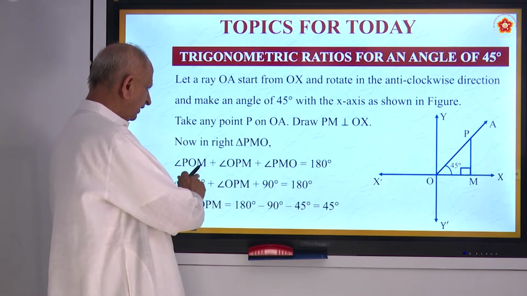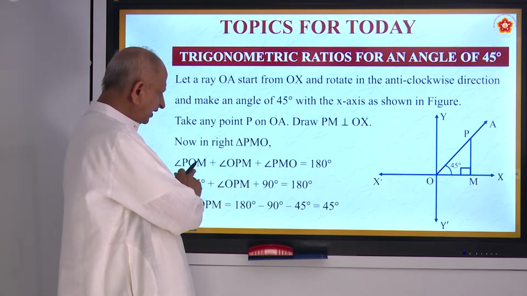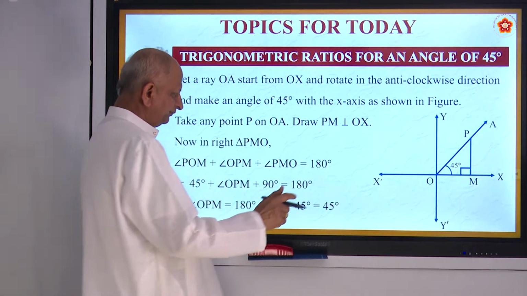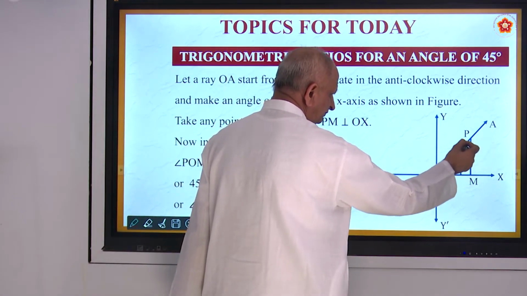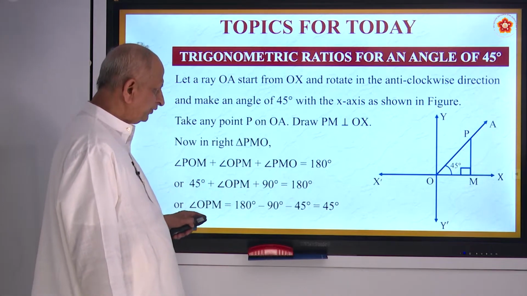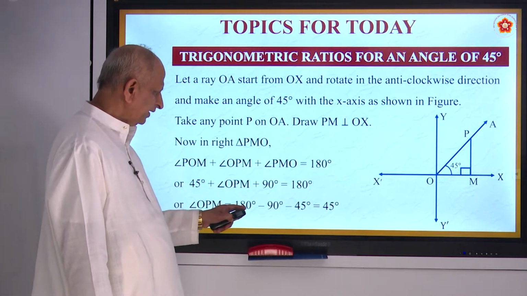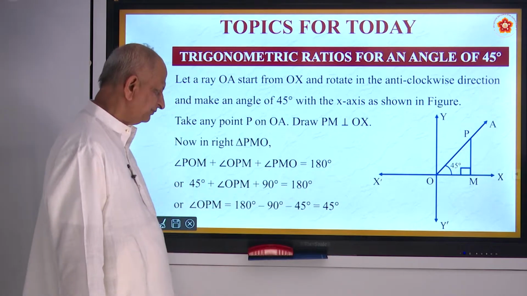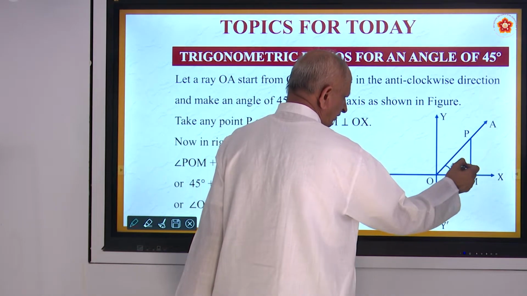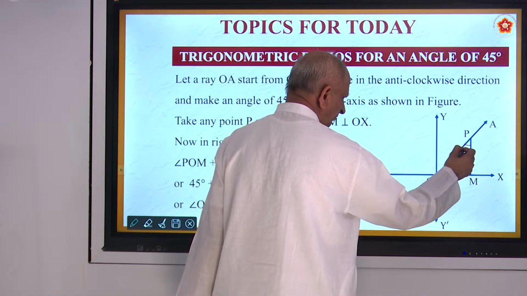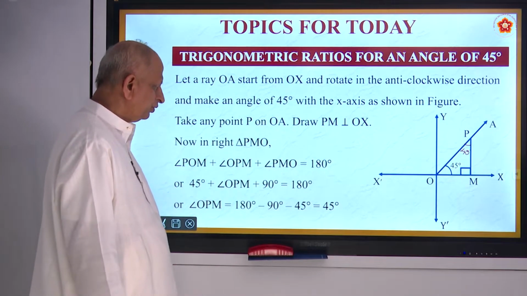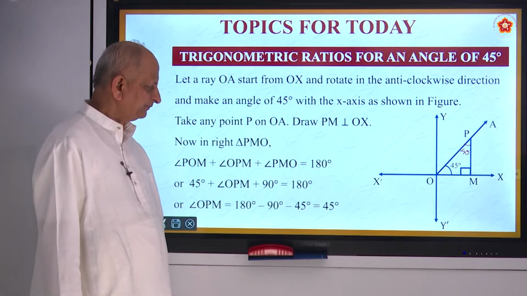And in this right angle triangle, angle POM, angle OPM, angle PMO, the sum of all the angles is 180 degrees. In that, if you want to find out OPM, 180 minus 90 minus 45. So this is 45 and this is 90. Sum of these is 135. This also becomes 45. Is it not? So OPM also becomes 45 degrees.